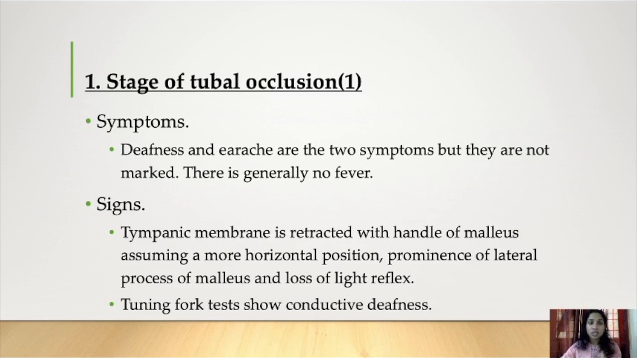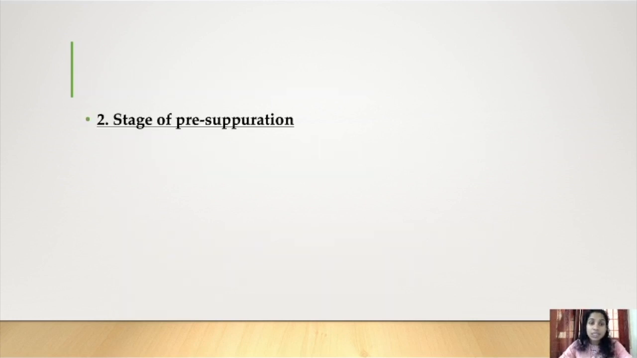This is what we will see in the stage of tubal occlusion. The Eustachian tube is getting occluded, or it got blocked. So negative pressure is formed and there is a retraction of the tympanic membrane. Because of that there is deafness and pain. The next stage is the stage of pre-suppuration.